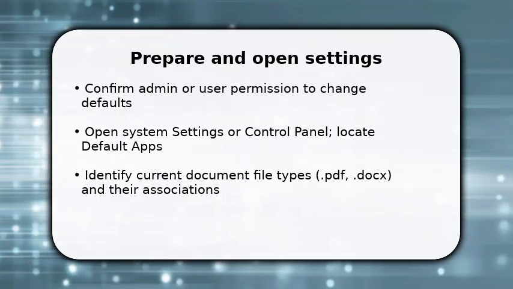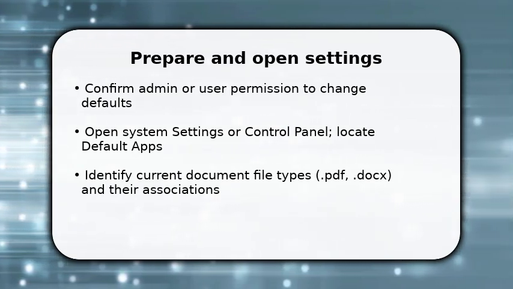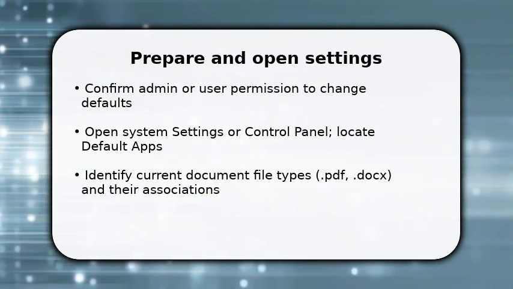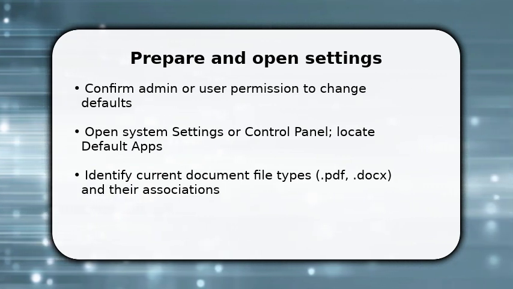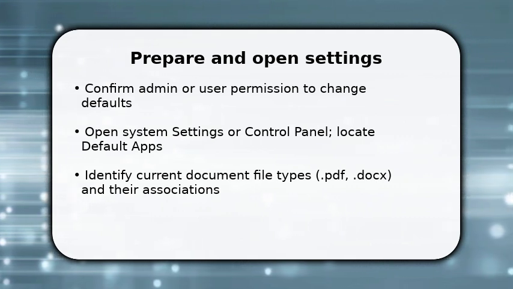You start by opening the system defaults area because that's where associations live. Once there, make sure you have the right permission level, otherwise you can't save changes. You'll locate default apps or default programs and then immediately choose file type associations. This first action sets the stage.